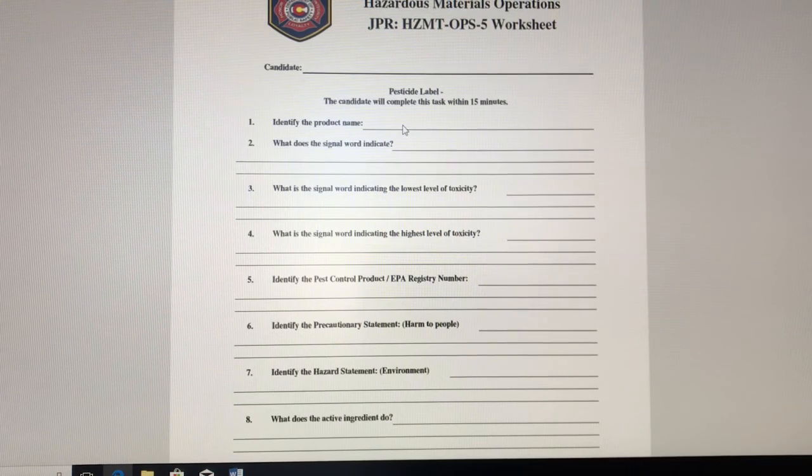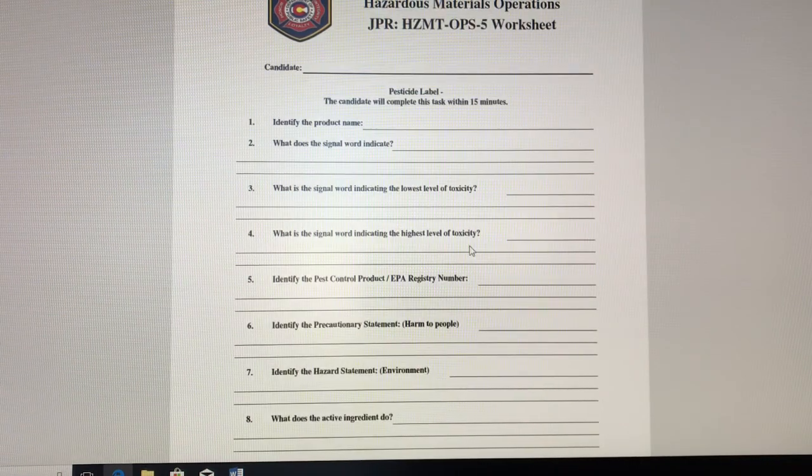Product name is given to you right at the top, and then use that signal word, identify what it is, and then say what a signal word indicates. Be sure to read the questions and make sure you're answering them thoroughly, but don't overthink. You could have this done in under 10 minutes. You'll be well within time. You'll get all the criteria, and this will be an easy pass for you. So that's JPR number 5.